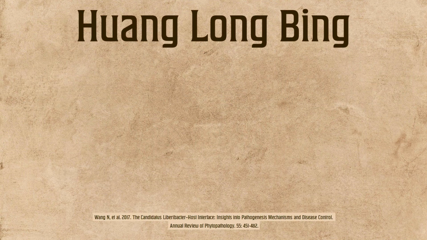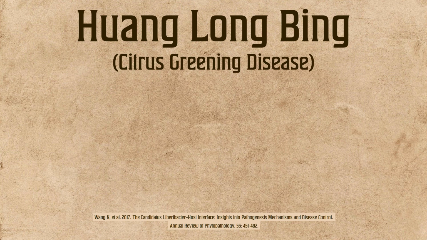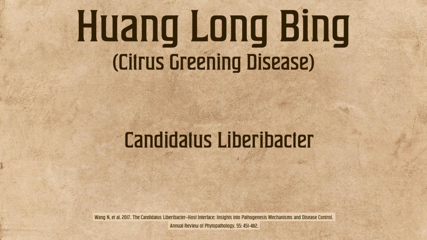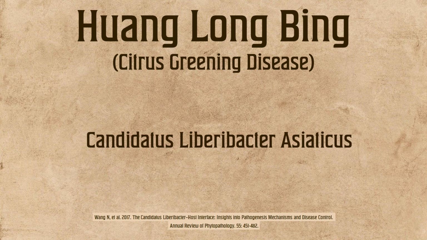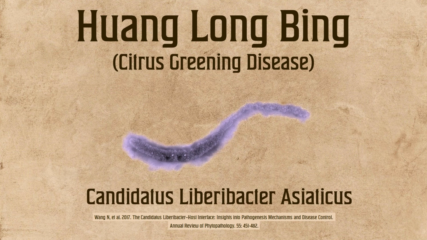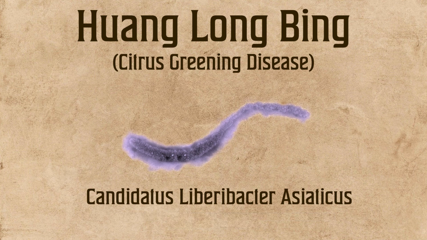Huanglongbing, otherwise known as citrus greening disease, is caused by bacteria from the genus Candidatus Liberibacter. While there are several members of this family that cause HLB, the one with the greatest global impact is Candidatus Liberibacter asiaticus, often abbreviated as CLAS. So, how does CLAS infect trees?